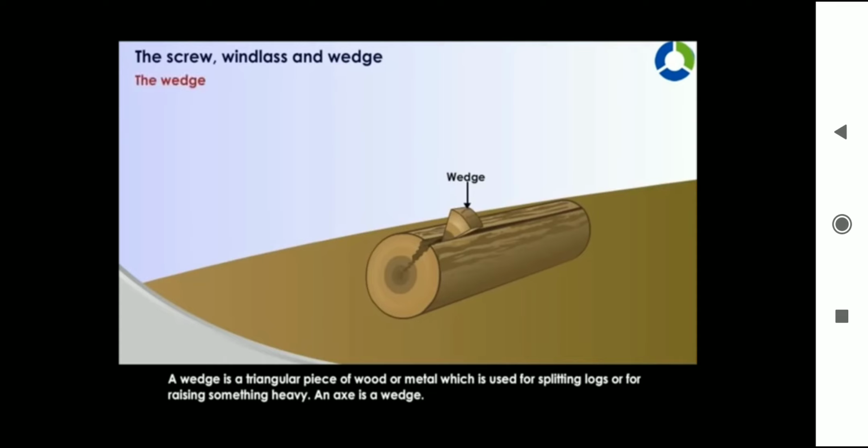The wedge. A wedge is a triangular piece of wood or metal which is used for splitting logs or for raising something heavy. An axe is a wedge.